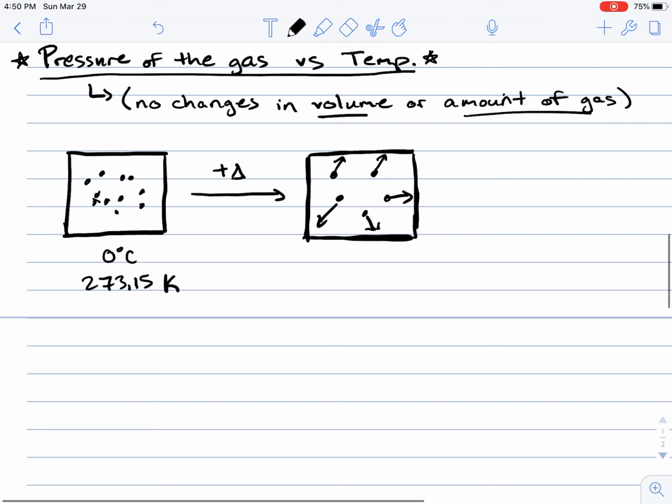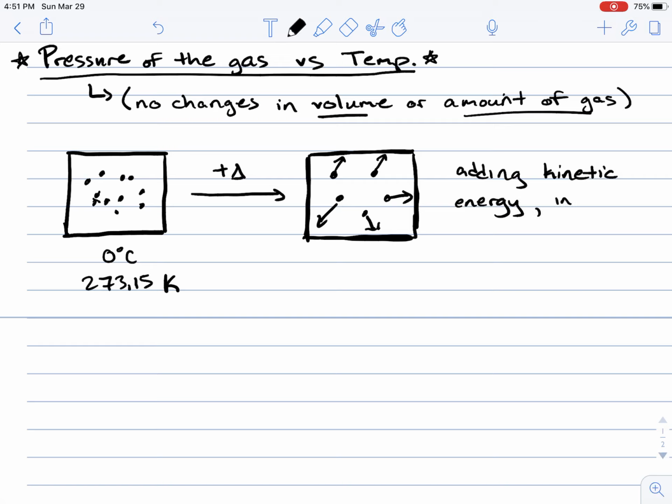And so by adding kinetic energy in the form of an increase in temperature, it's going to increase the pressure of the gas.